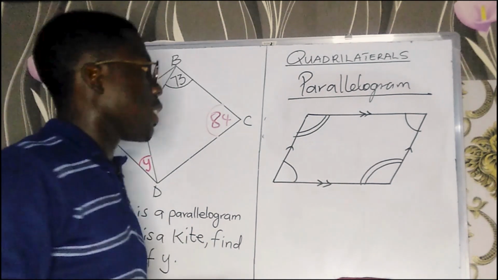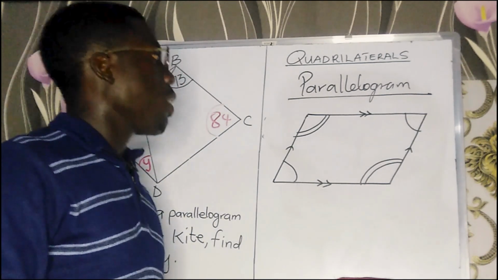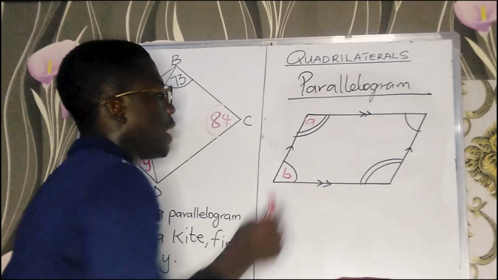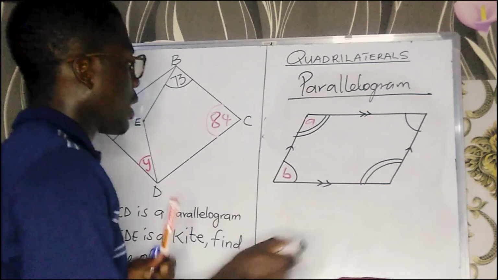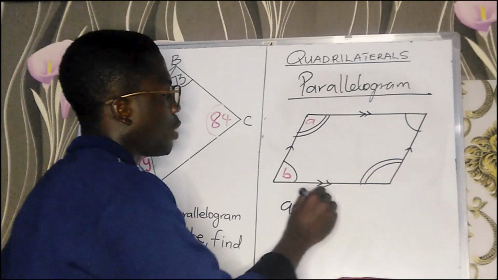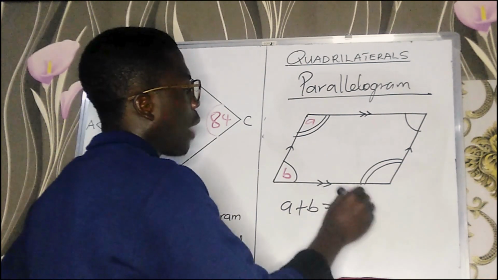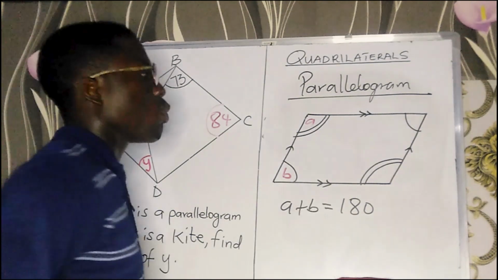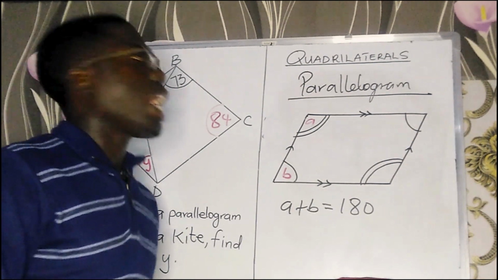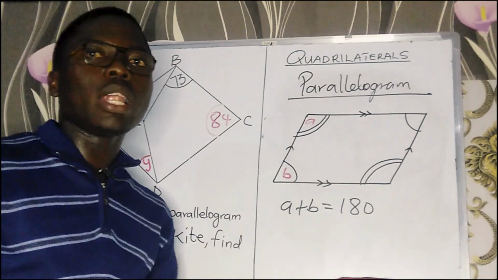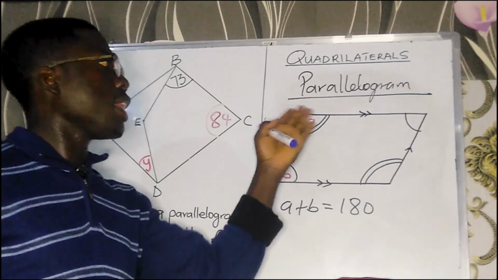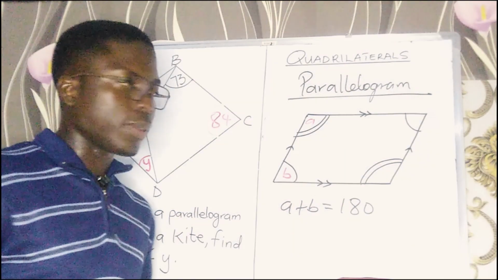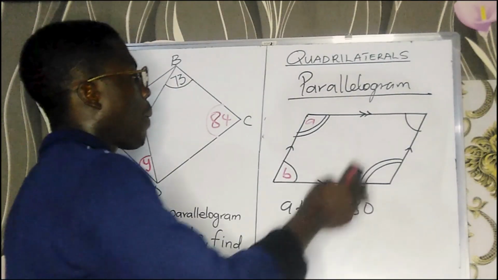Now let's proceed. The third property of a parallelogram is if I have A here and B here, then we are saying that A plus B should be equal to 180. This is because what? Co-interior angles add up to 180. And parallelograms have no line of symmetry. They have no line of symmetry. Good. So that is it for parallelogram.